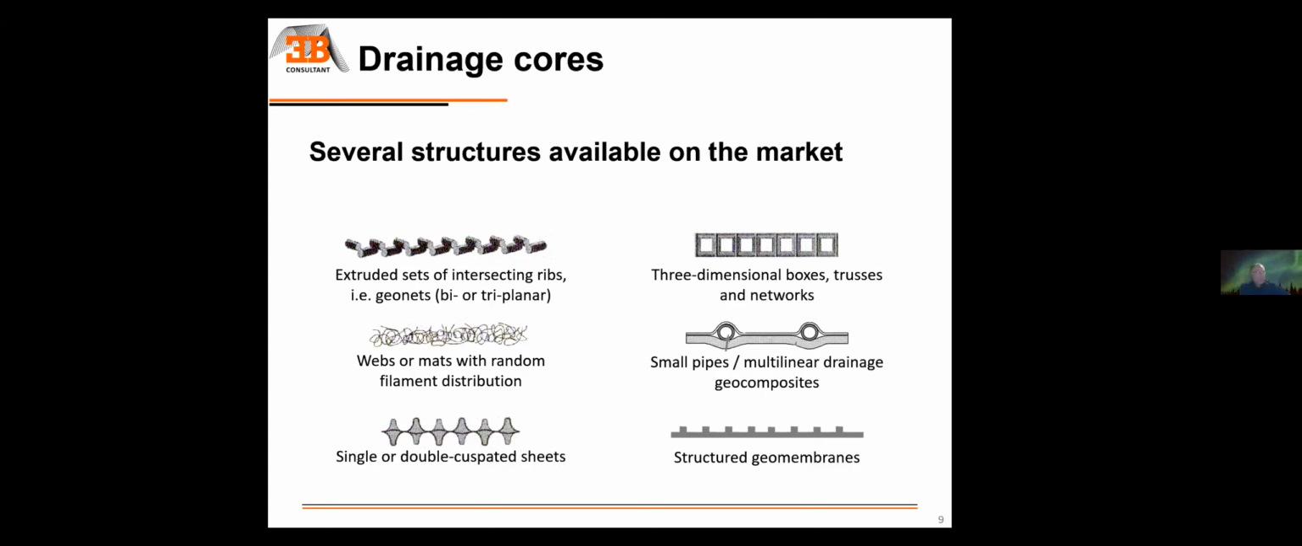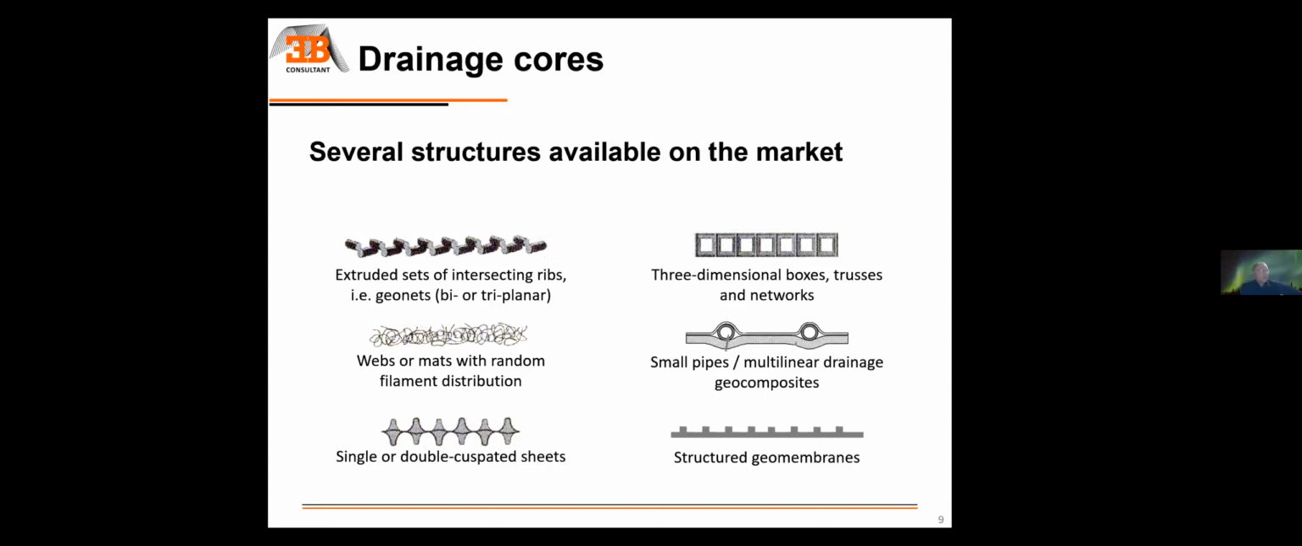That's another solution. You have geomats as well, which are random filter. It's like a non-woven with very coarse fibers, which offers open cavity. You have a small pipe, multilinear drainage geocomposites, where pipes are installed between 2 geotextiles at a distance between typically 25 centimeters to 2 meters for the products I know.